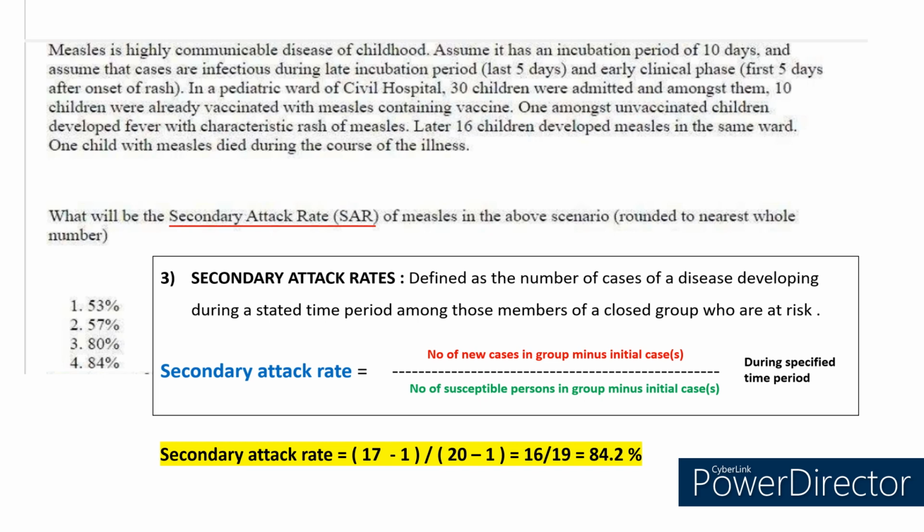After that, 16 children developed measles in the same ward. So the total number of cases are 17, and we subtract that initial case, so it will be 16. So the numerator will be 16 divided by 20 minus 1 is 19, and you get around 84%.